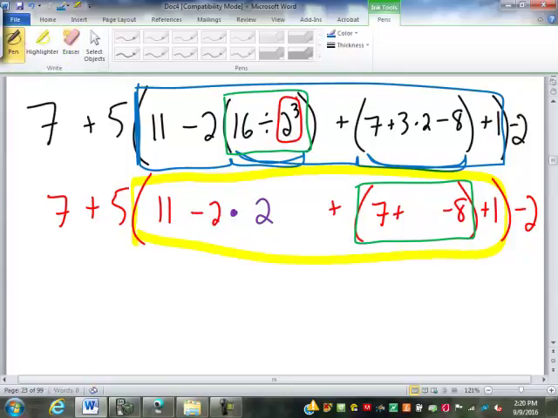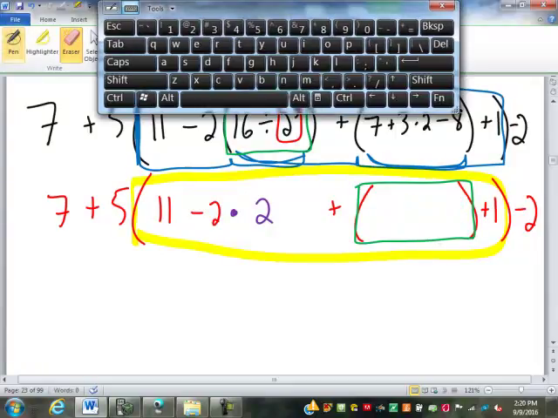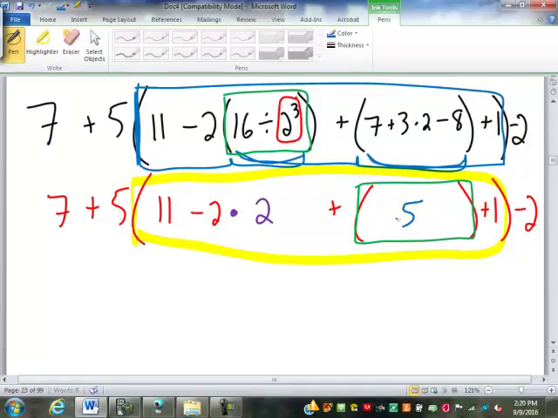6, good. Now all we have left is addition and subtraction, so we're going to go left to right. What's 7 plus 6? 13. And then 13 minus 8 is? 5. 5, great. Now once again, we've reduced what's in the parentheses to a single number, so I can get rid of it. Here, do I have to insert any operations when I take the parentheses out?